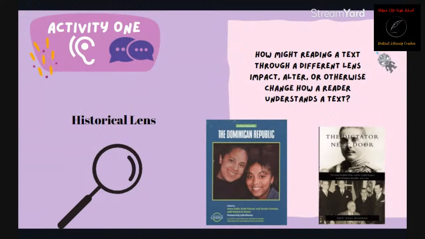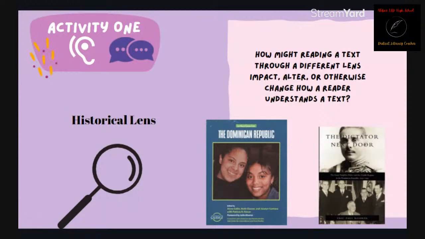This lesson begins with a teacher explaining the concept of literary lenses/criticism, then having students discuss with a partner the question on the screen. How might reading a text through a different lens impact, alter, or otherwise change how a reader understands a text? Before letting them know that in this unit, they're going to examine the text through several different literary lenses, the first of which will be the historical lens.